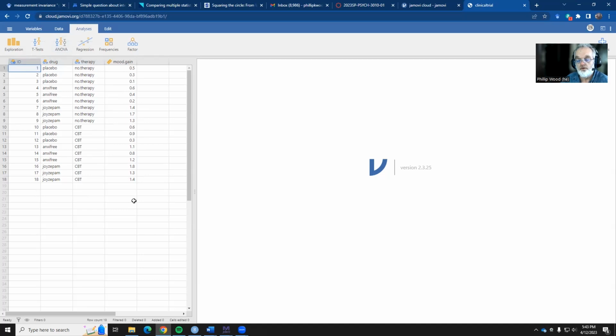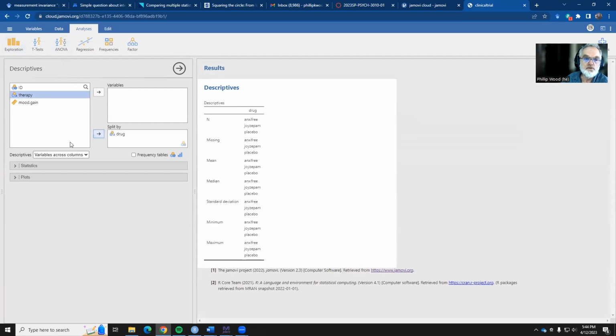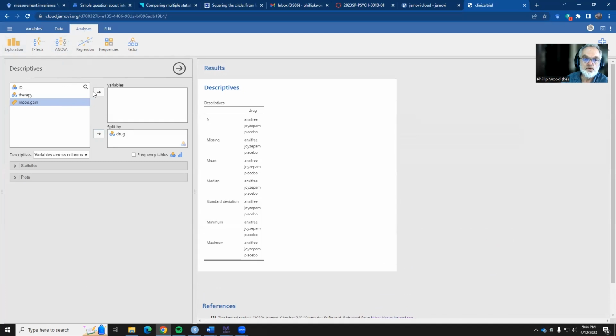So the first thing you want to do when you're thinking about doing an analysis is to do descriptive statistics. So let's go into the exploration and descriptives. And what I want to do is to split the descriptives by the different drugs that are given. And the variable I want to take a look at is mood gain. And here we can see we have 6 people in each group. There's no missing data. And we see the means and the medians and the standard deviations for those.